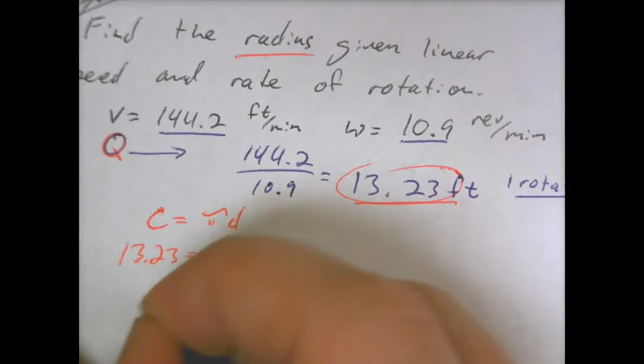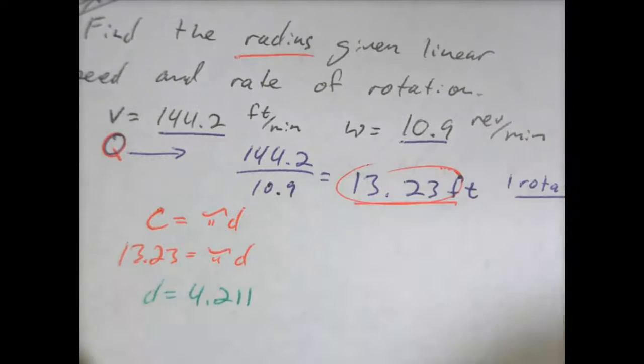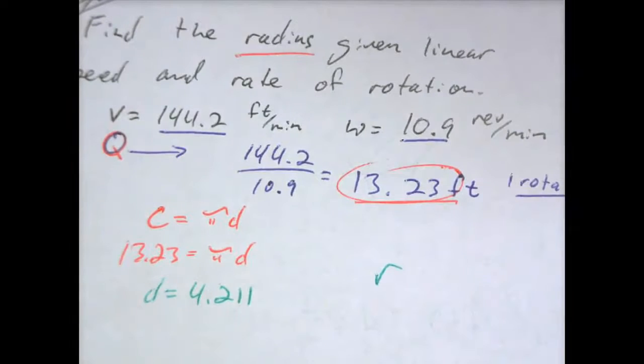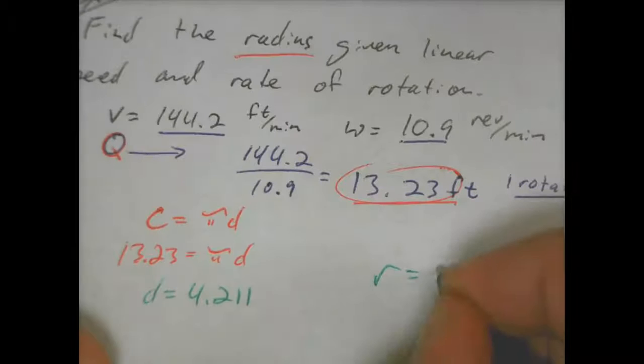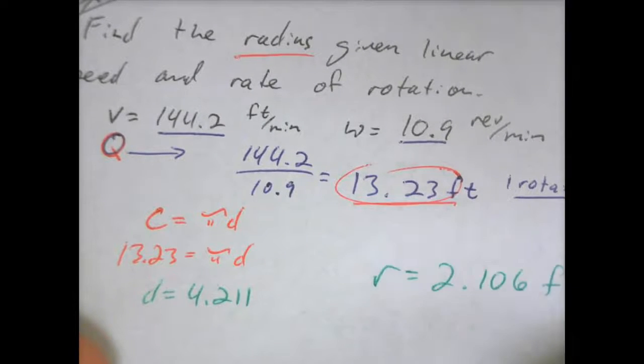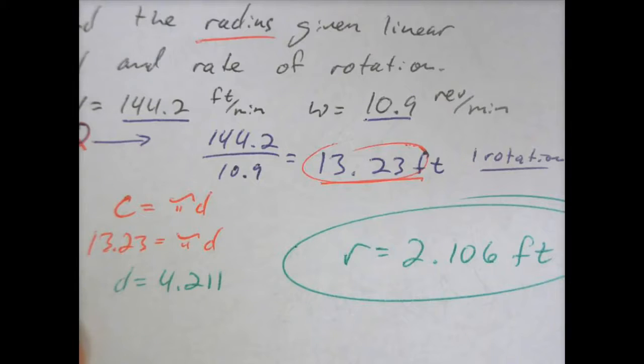So the diameter is 4.211. I know that the radius is half of the diameter, so just divide that number by 2, and you will get that the radius is 2.106 feet. Yay.